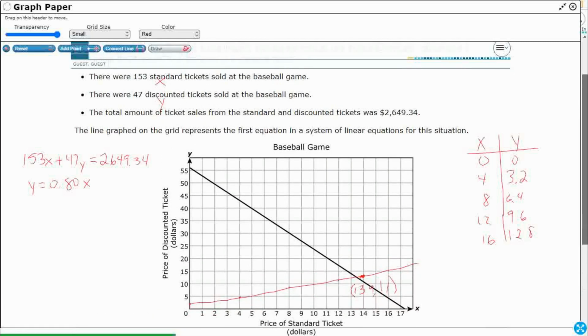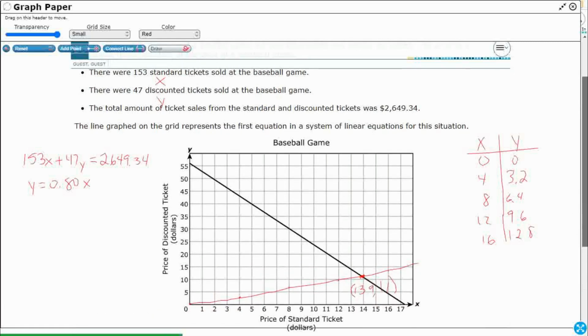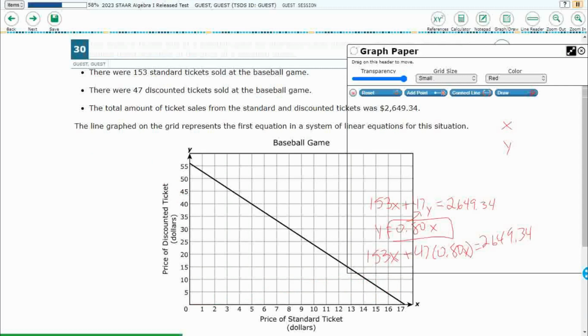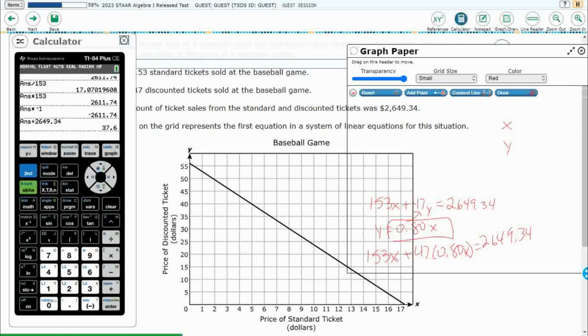Obviously, we don't want to just stick with that estimate. That's a bit rough. So let's do a little bit of substitution. Let's figure it out the right way. Let's substitute that in right there. So what we're going to get is 153x plus 47 times 0.80x is going to equal that 2649.34. Okay, so let's get our calculator out and let's just see what we've got here.